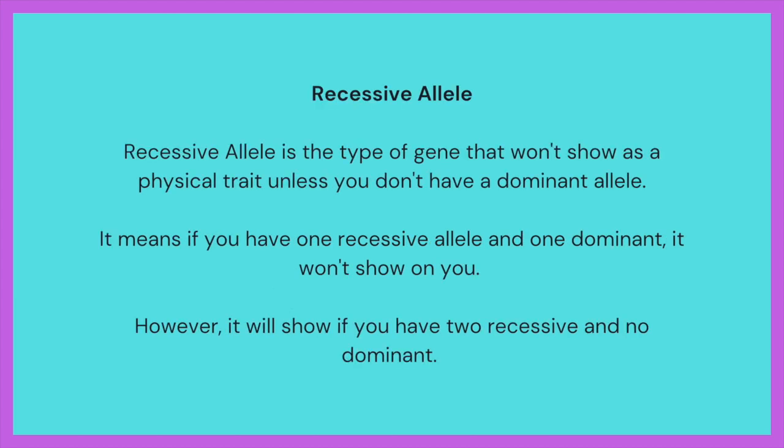However, a recessive allele is a type of gene that won't show as a physical trait unless you don't have a dominant allele. So if you have one recessive allele and one dominant allele, the recessive trait won't show on you because the dominant will show. However, it will show if you have two recessive alleles and no dominant.